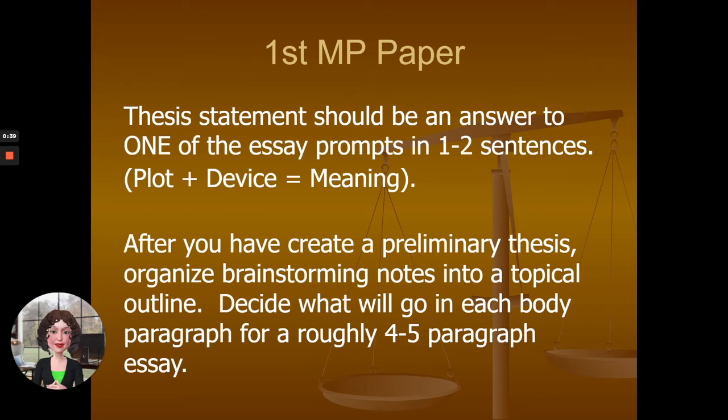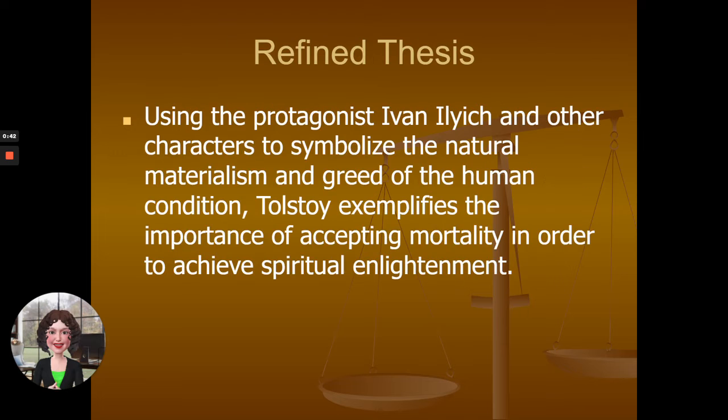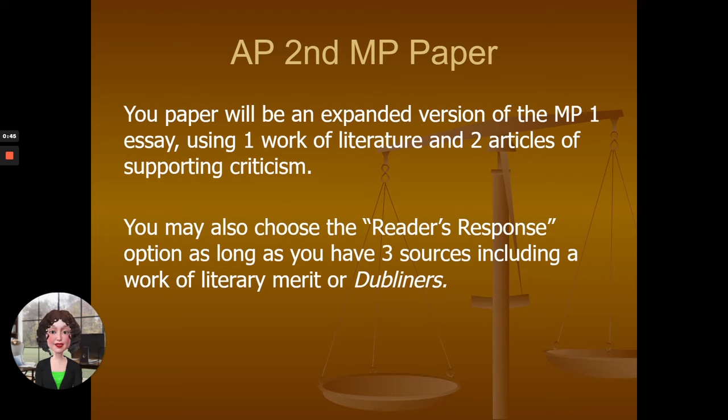Marking period 1 was just our literary analysis paper, so we did no additional research. We talked about how you make an argumentative thesis statement just about the text itself and support that argument with textual evidence. In the second marking period, for the AP level, your paper will be an expanded version of marking period 1. The essay uses 1 work of literature and 2 articles of supporting criticism. So that's the first option. It's just taking what you did last marking period and then supporting with the 2 additional articles of criticism.